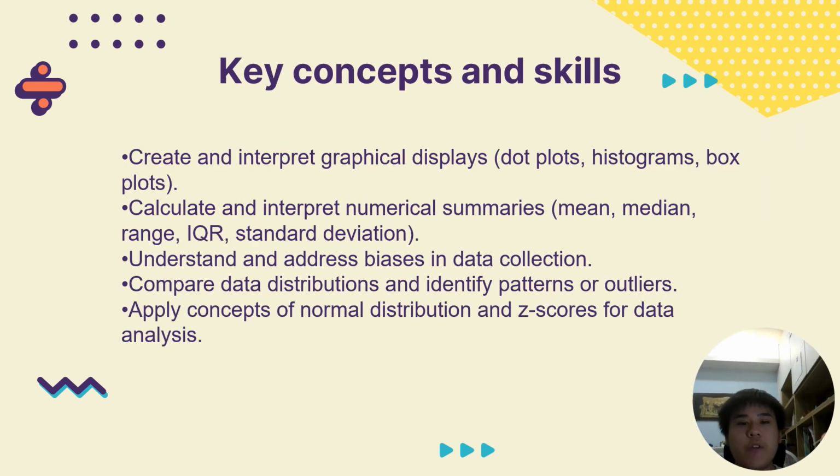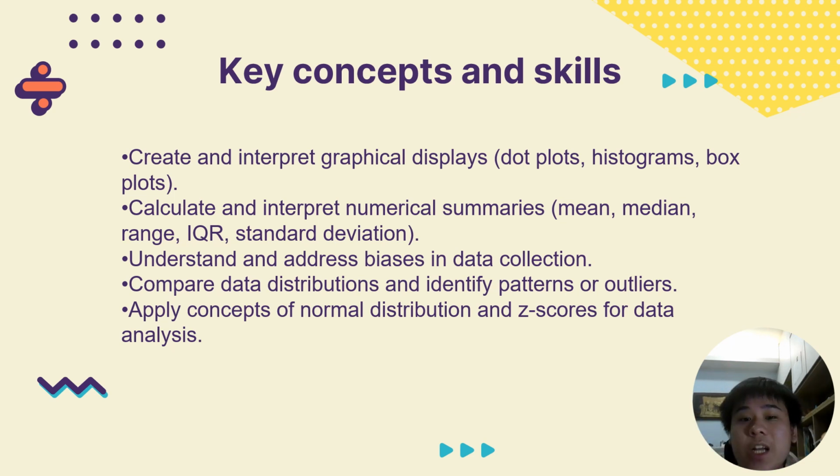So, a quick review for Unit 1, key concepts and skills. You need to be able to create and interpret graphical displays, which include dot plots, histograms, box plots, and so on. You need to be able to identify those and draw them. You need to be able to calculate and interpret numerical summaries: the mean, median, range, IQR, and standard deviation.